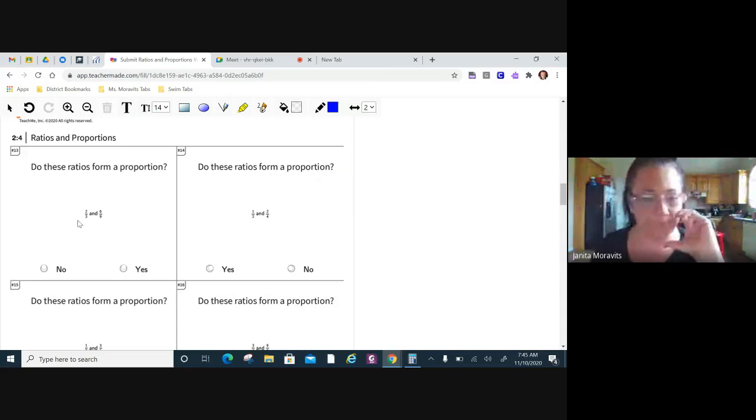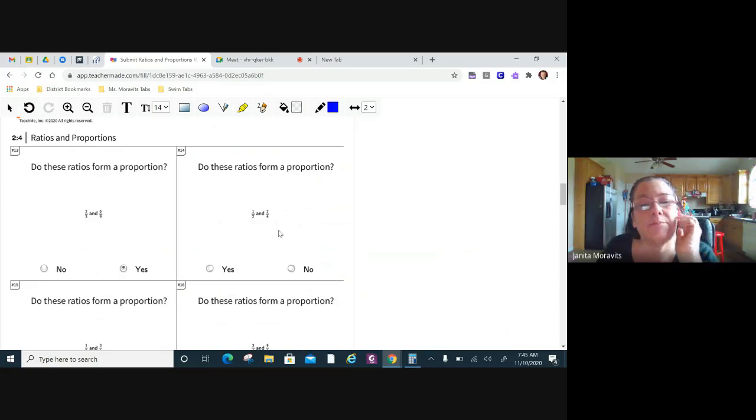Well, let's check this one. 3 times 6, that's 18. 2 times 9 is also 18. So that means that the two numbers are the same, which means that these are equivalent ratios. And if they are equivalent, they make a proportion. So that would be yes.